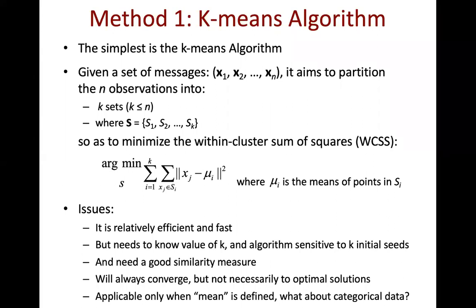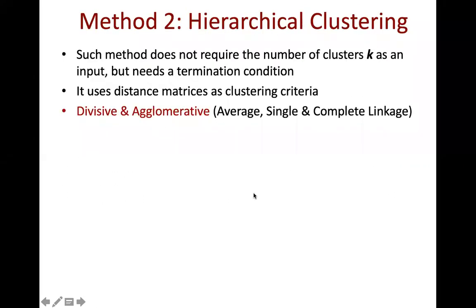It always converges, but not necessarily to a global optimal solution. It's not a convex type of objective function, and it doesn't help you find an optimal solution every time. And of course it's only applicable when a mean is defined. If you have categorical data, that will be much more difficult to work with, and you have to find other approaches like k-medoids and other types of algorithms. When it comes to hierarchical clustering, the inference might be easier, it might be faster.